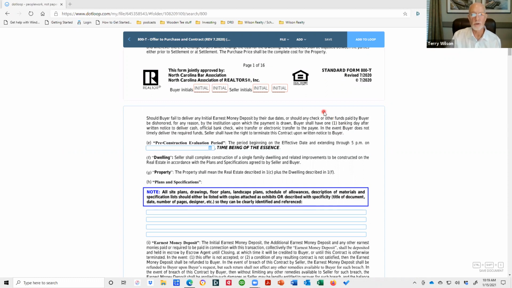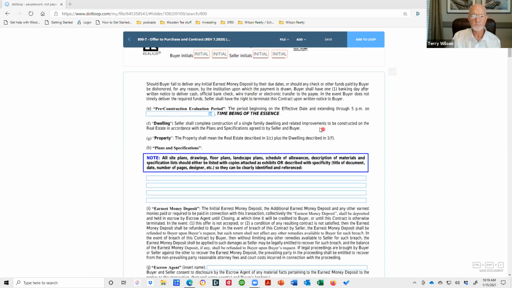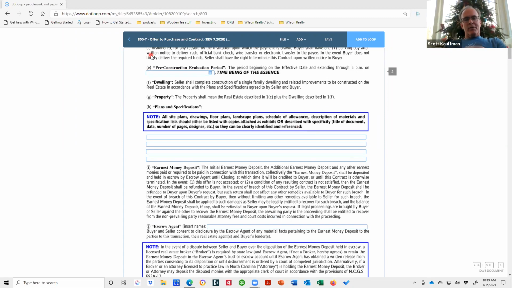And if they do get written notice that they bounced a check and they've got to make it good, then they have to come back with cash or an official bank check or wire transfer, electronic transfer, et cetera. No more personal checks. We've lost our trust in you. And if the buyer does not deliver those funds, then the seller can terminate the contract, again, upon written notice to the buyer. Terry, it's not a checkbox there, but since we can't take cash, would you X out the cash there as an option?